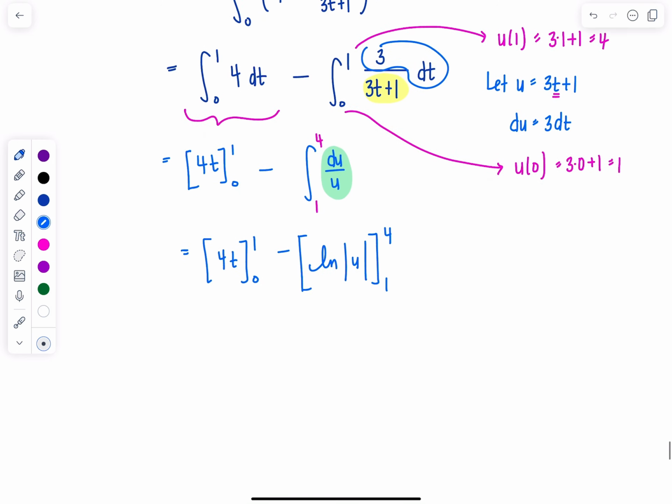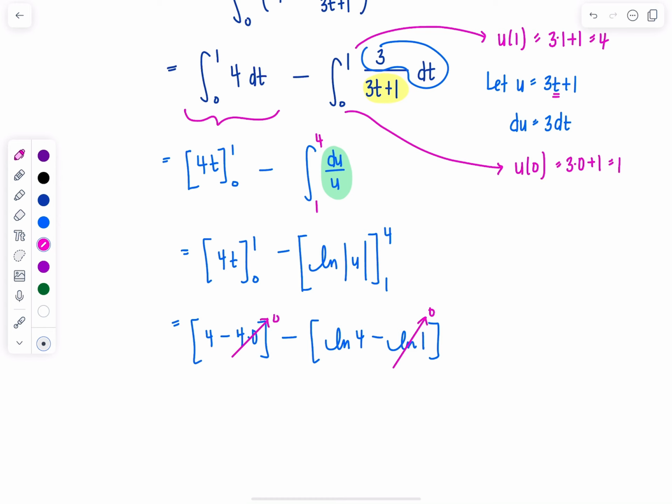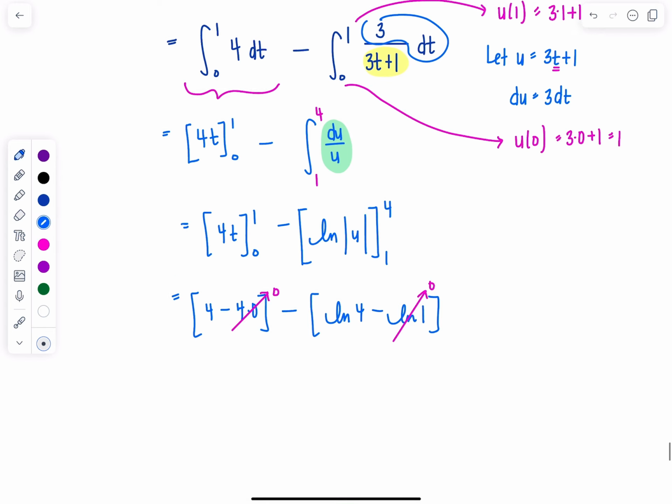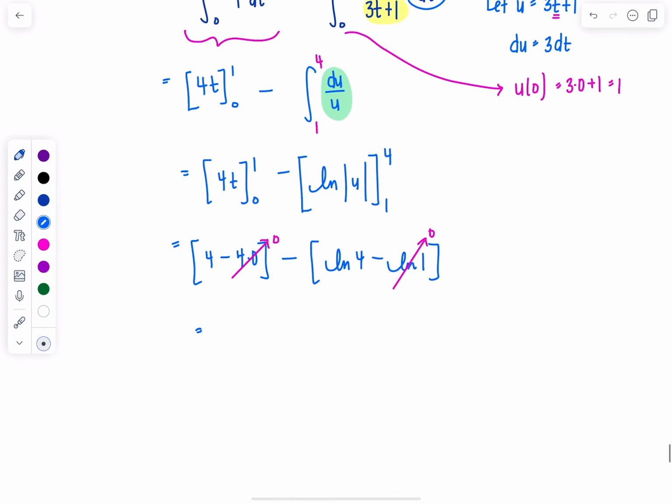Okay, and then now let's just hop to it and evaluate everything. So this is going to be 4 times 1 minus 4 times 0, which is 0, minus ln of 4 minus ln of 1. ln of 1 is 0, 4 times 0, 0. So all I'm left with at the end of the day is 4 minus natural log of 4, which is what I got the other time. Maybe this was more direct, huh?